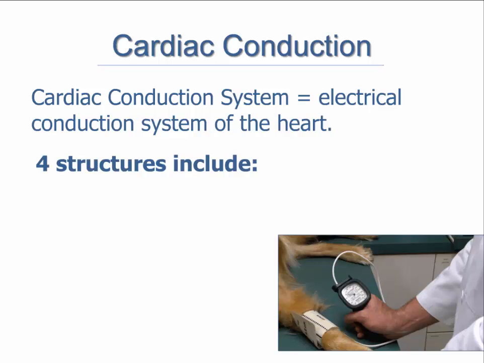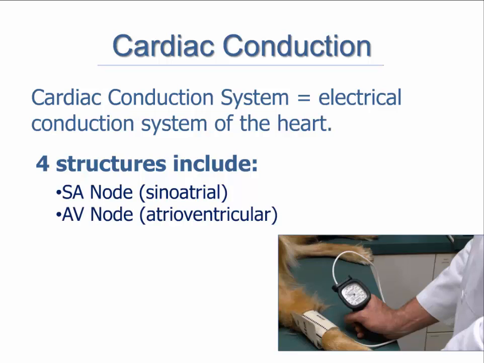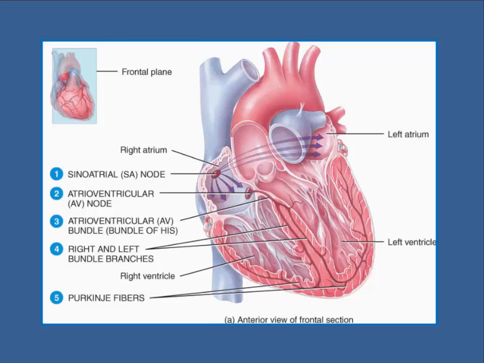There are four structures that make up the cardiac conduction system of the heart. They are the SA node, or the sinoatrial node, the AV node, or the atrioventricular node, the AV bundle, and also the Purkinje fibers. So what exactly makes the heart beat? Unless you have a pacemaker, there's not necessarily anything mechanical in there that is going to make the heart beat, and your heart does not require batteries.